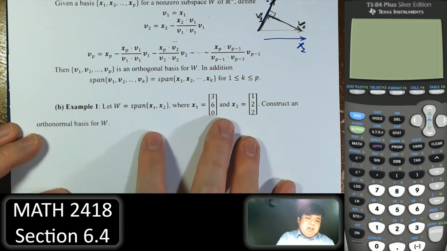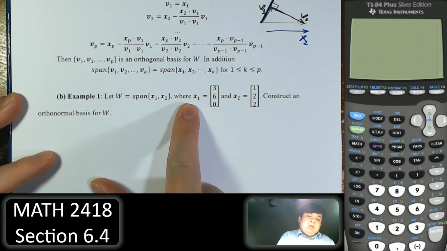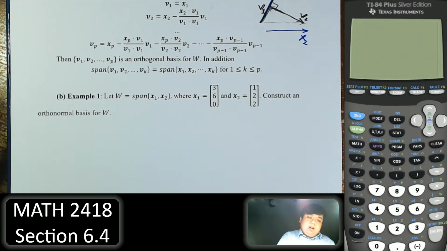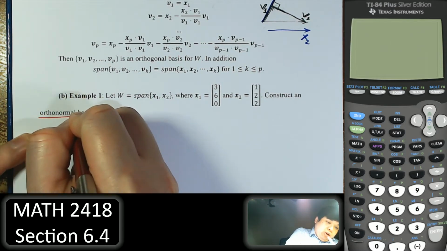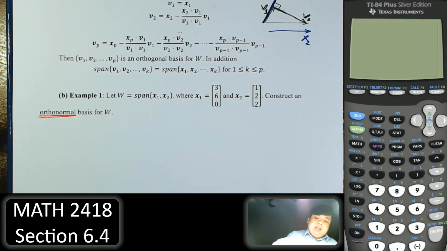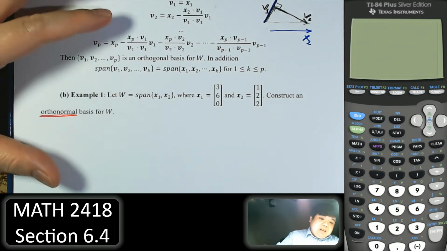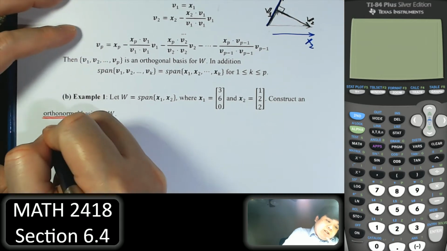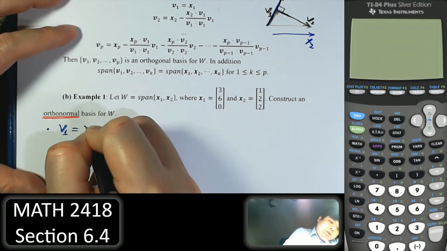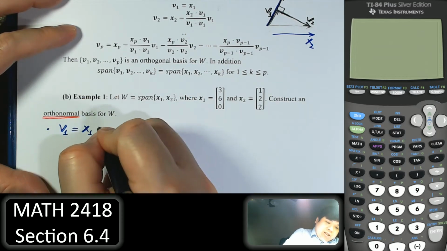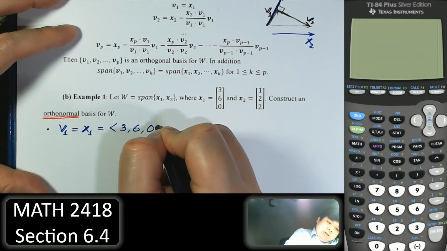So let's look at this example. Let W be spanned by x1 and x2, where x1 is that and x2 is that. Construct an orthonormal basis. So this is orthogonal, and we have to normalize the vectors in the basis. The process says that we let v1 be the first vector. So the first step, we let v1 equal x1. That's easy, right? Just 3, 6, and 0.